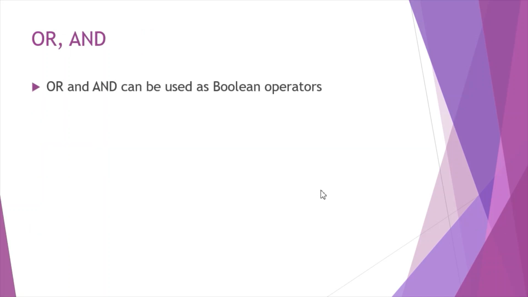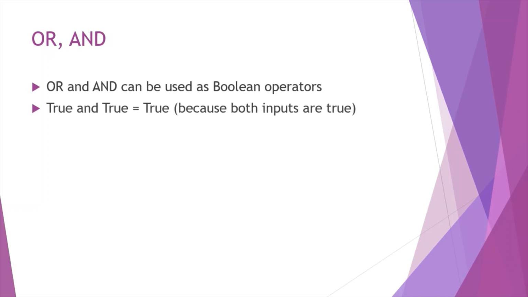So there's also or and and. Or and and can be used as Boolean operators. So true and true is true, or 1, because both inputs are true. And you can think of true and false as just 0 and 1. It's basically a subtype of the integer anyway, so it is just 0 and 1. It just represents itself as true.